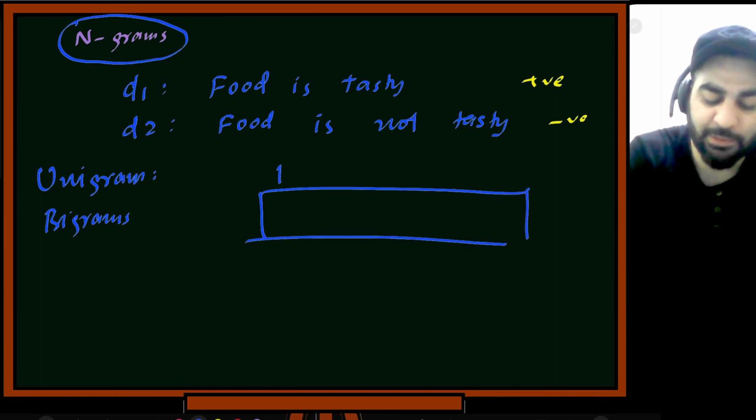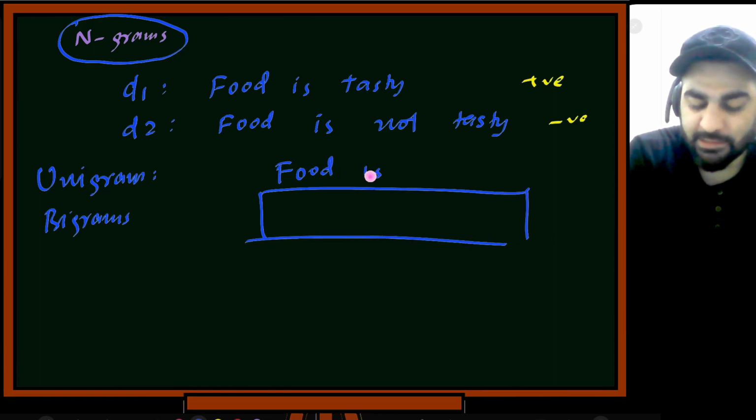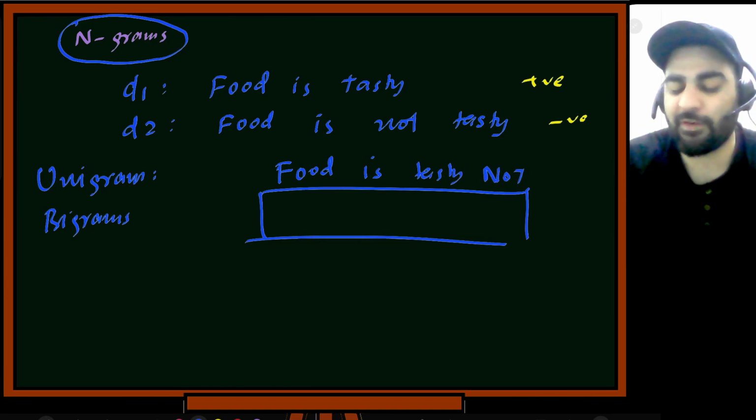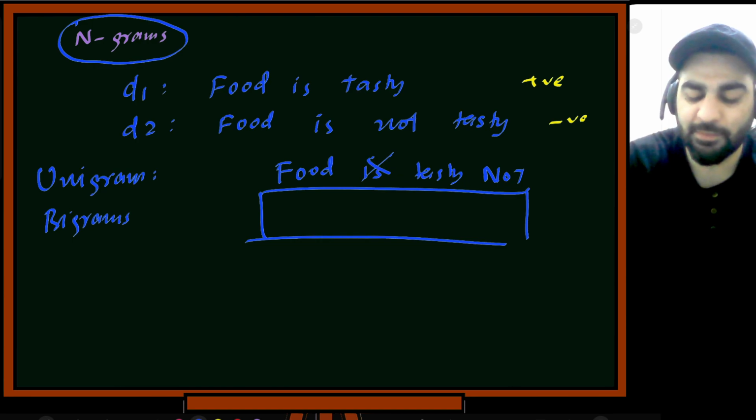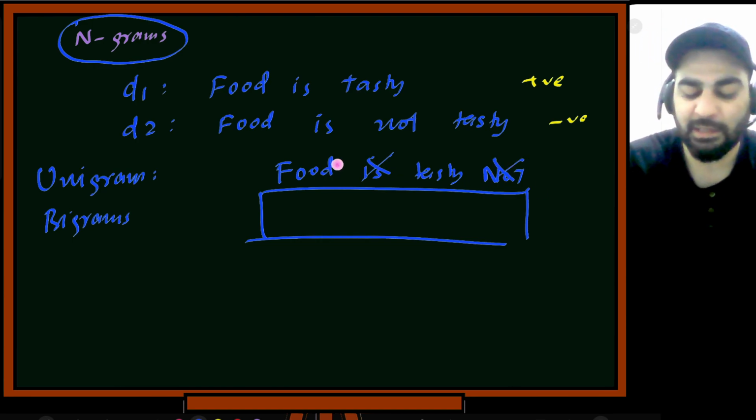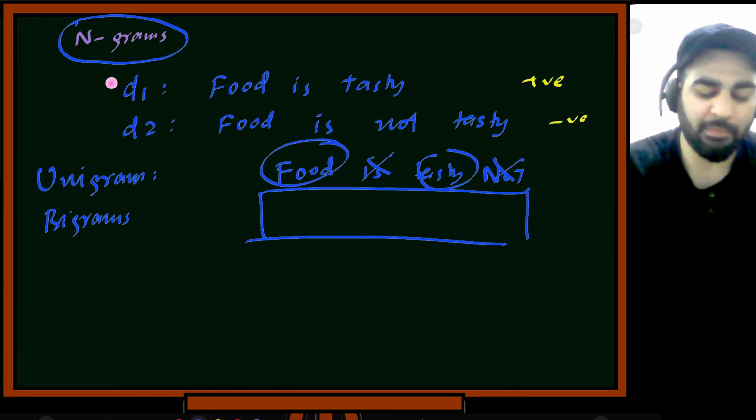So in the vocabulary, it will be food, is, tasty, okay, and not. This is the vocabulary. So if I remove the stop words, so "is" will be removed, "not" will be removed, okay, and then only two words will be in the vocabulary based on these documents, based on this corpus.